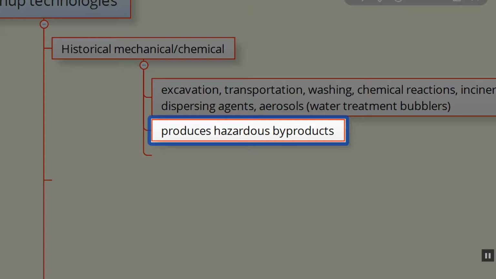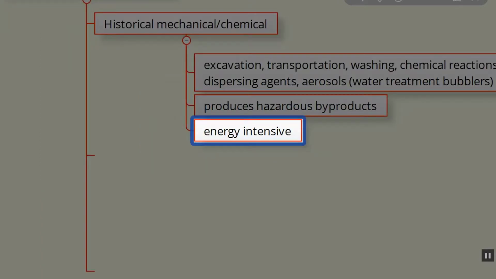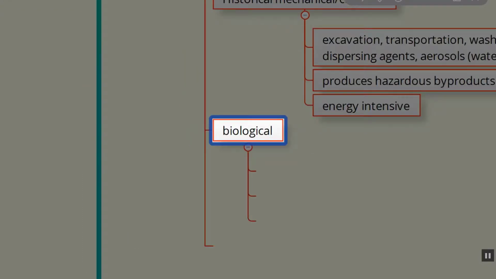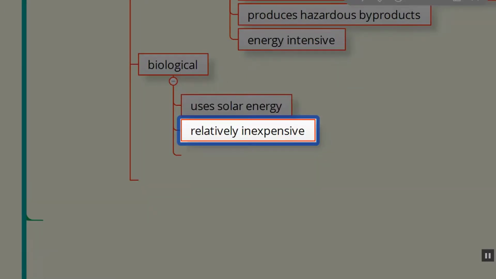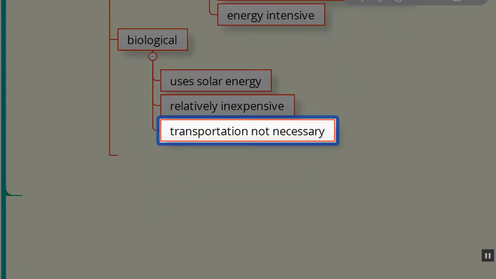There's disinfectant byproducts in our municipal water supply, which are known carcinogens. So this isn't the greatest system, and it's energy intensive. It's expensive. What about biological means of dealing with toxic waste? Well, it uses solar energy. A lot of this is plant-based. It's relatively inexpensive, and transportation is not ordinarily necessary. It can be done on site in many cases.